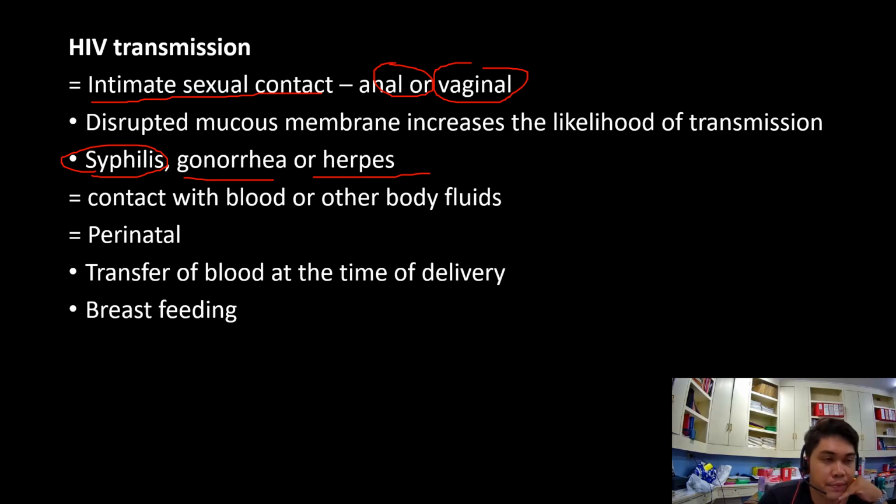The next is perinatal, which is from mother to child, due to transfer of blood at the time of delivery or through breastfeeding. In order to avoid perinatal transmission, the mother should take antiretroviral drugs and use infant formula instead of breastfeeding.